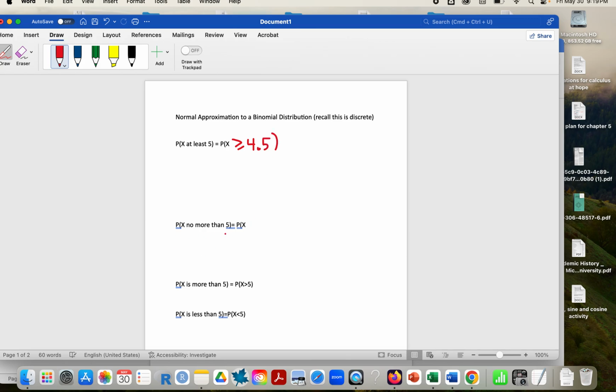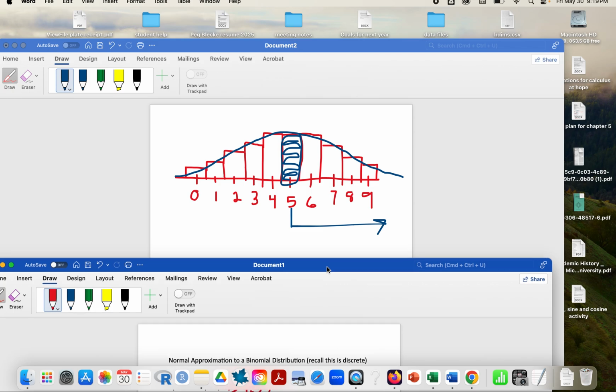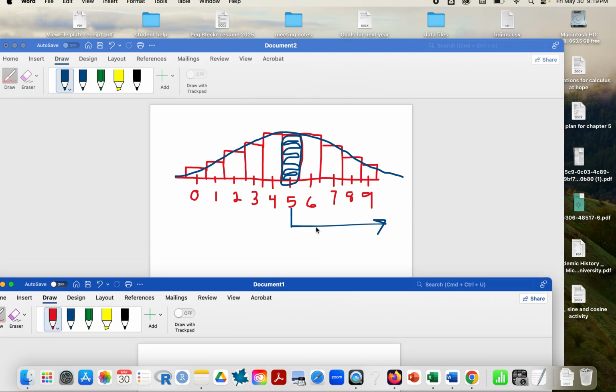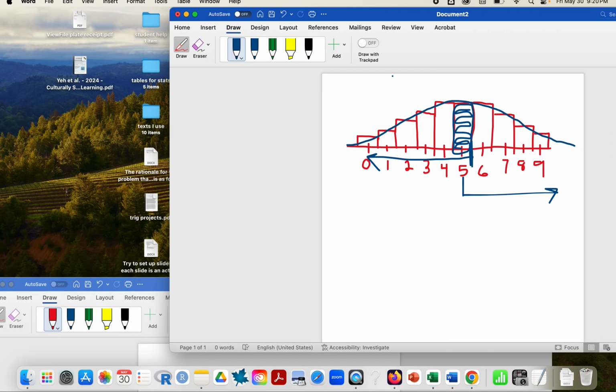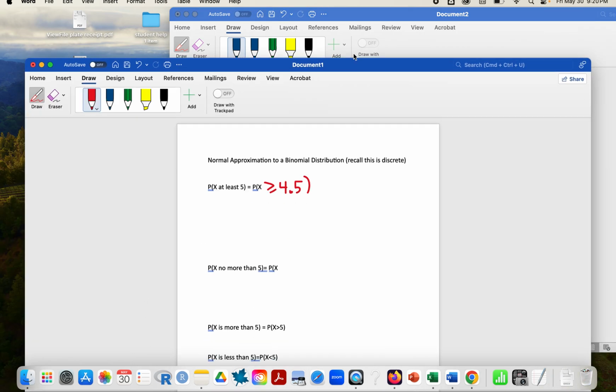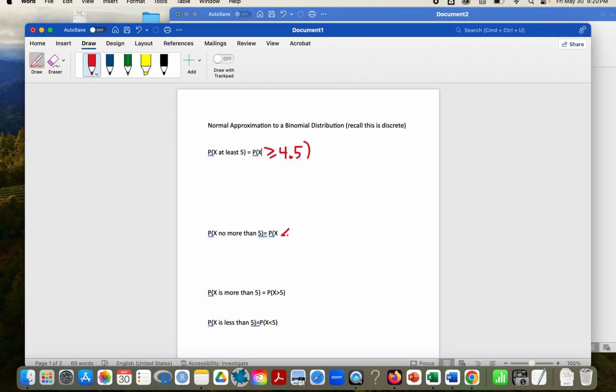Now, if I said no more than 5, well, I can't be larger than 5, but I can include the 5. And so, again, I need to have everything from that spot that I just drew, which is the 5.5, back to really negative infinity. So this piece here is going to be less than or equal to 5.5. We have to remember the whole rectangle gets included.